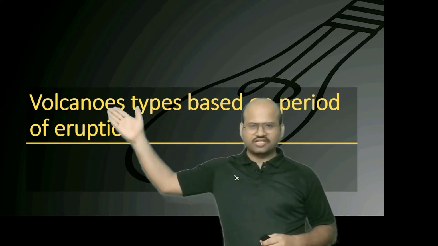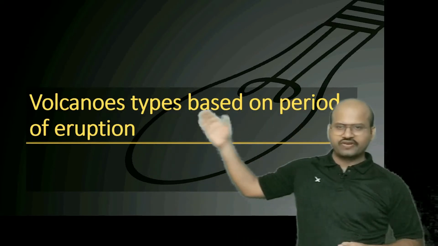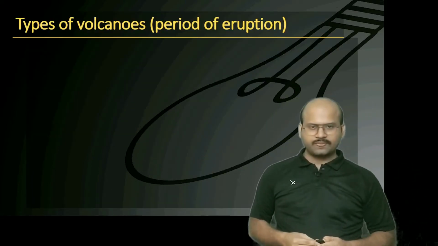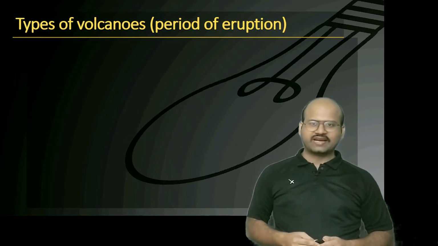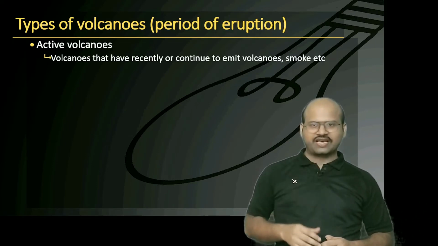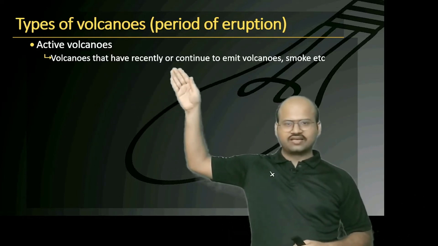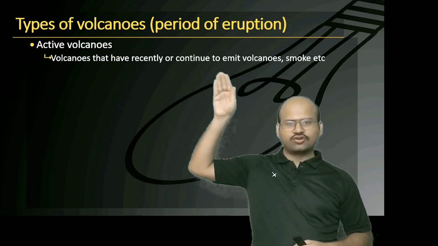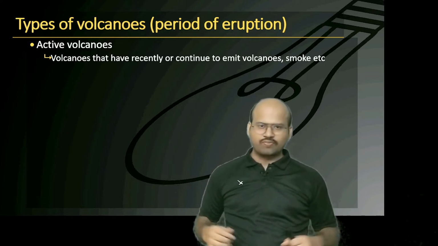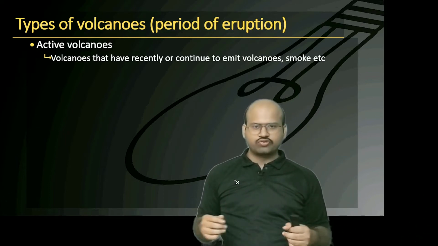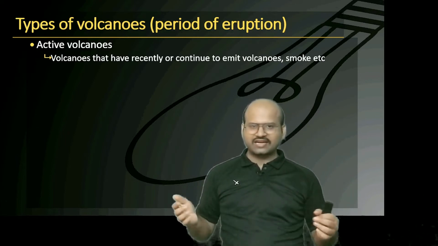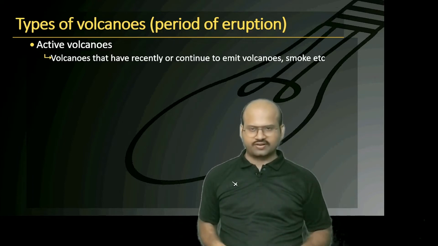Let's see classification of volcanoes based on period of eruption. Based on period of eruption, we can classify volcanoes into three types. The first is volcanoes that have recently erupted or continue to emit lava, like Mount Stromboli, like Mount Vesuvius. We know they are active volcanoes, they can erupt any moment.